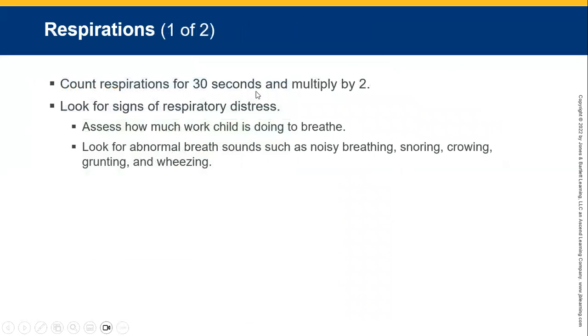Okay. Count respirations for 30 seconds and multiply by 2. Look for signs of distress. Assess how much work the child is having to do to breathe. Like I said, are they trying to use accessory muscles, trying to overexpand, gasping for air, things like that.